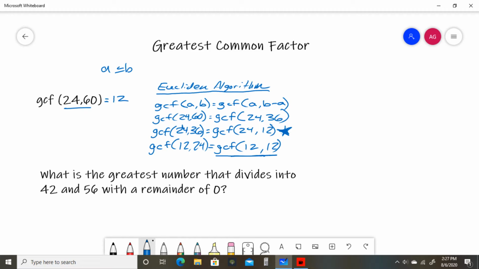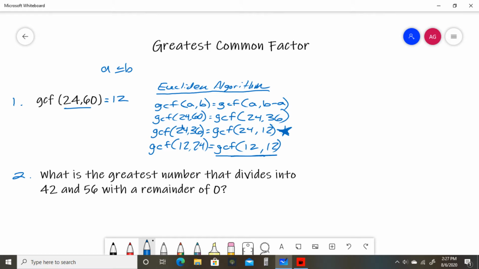But there's another way that they can ask for the GCF, and that is our next example. Sometimes they will ask for the greatest number that divides into two numbers with a remainder of 0. So that brings us to our second question. What is the greatest number that divides into 42 and 56 with a remainder of 0?